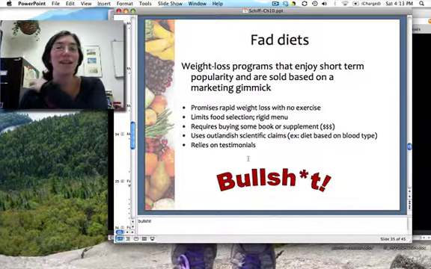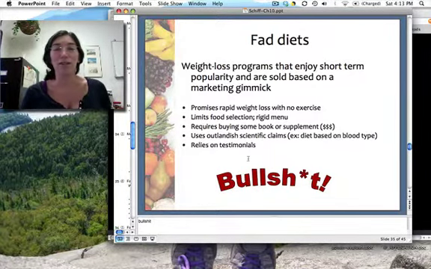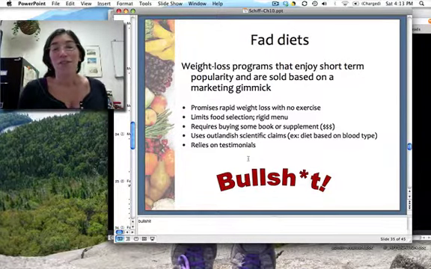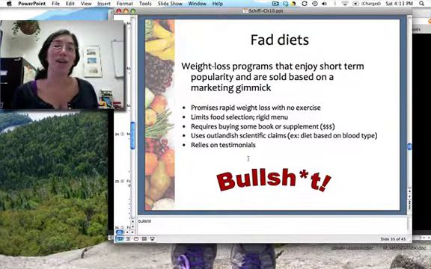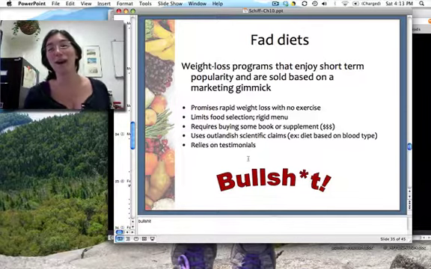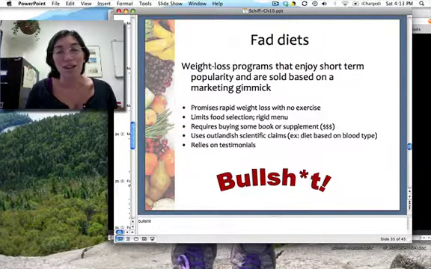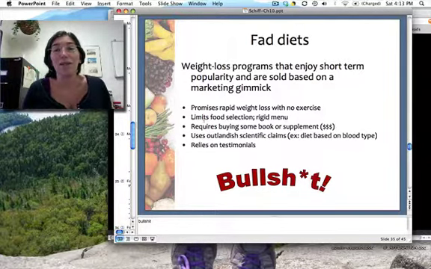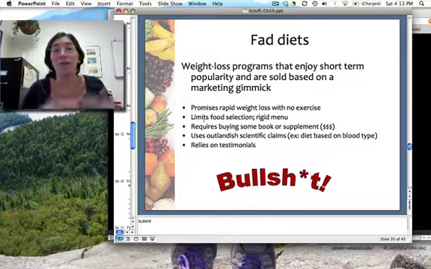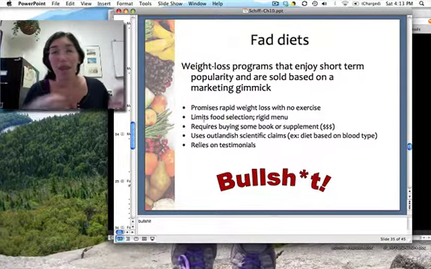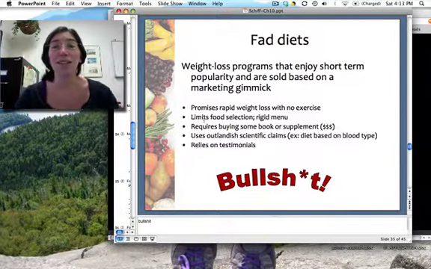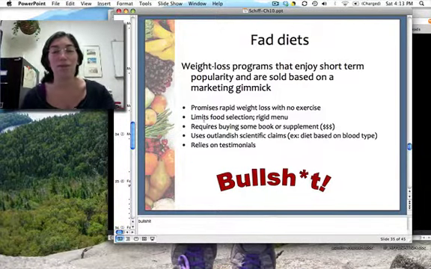So what is a fad diet? Technically, a fad is any sort of short-lived thing, something that comes into popularity for a little while and then kind of dies off. So there are fashion fads, and there are diet fads. Fad diets often use marketing gimmicks to sell to people, because Americans are overweight, and what do we want to do? We want to lose weight. So we're willing to buy anything and do anything that sounds easy and will help us lose weight. Some of the red flags, the bullshit flags, for fad diets are these.